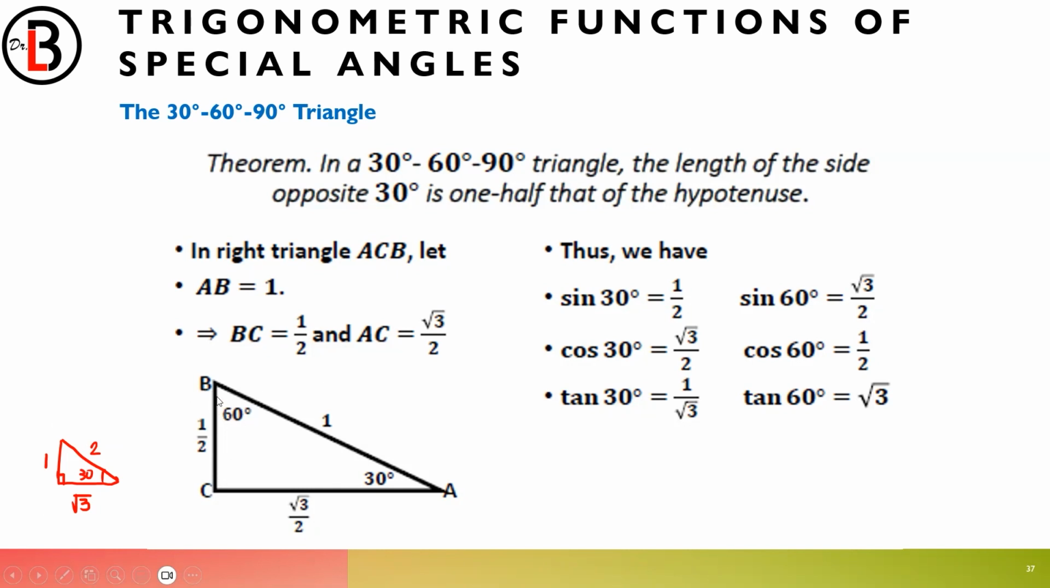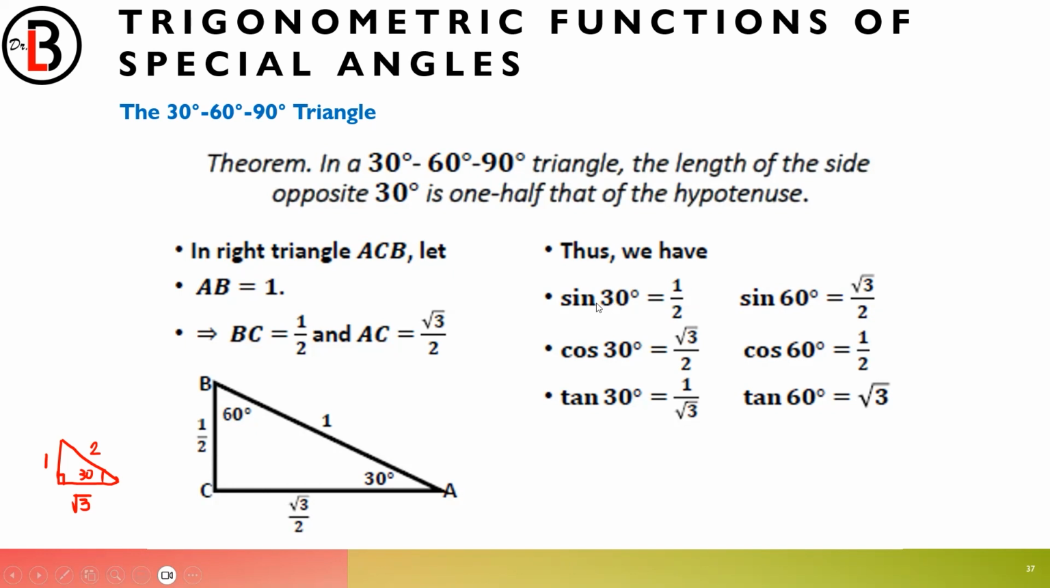Sine of 60 degrees in here is opposite over hypotenuse, square root of 3 over 2 over 1. So that's it. But with me using my triangle, sine of 60 is opposite, which is square root of 3 over 2, which is this one. Okay?